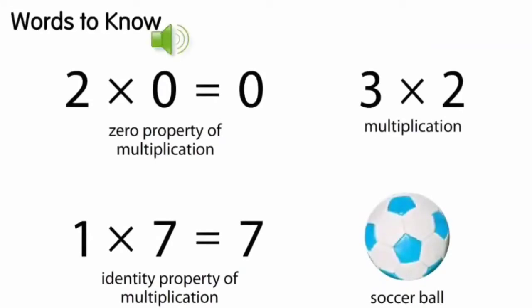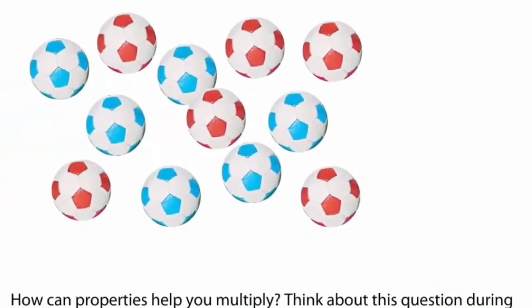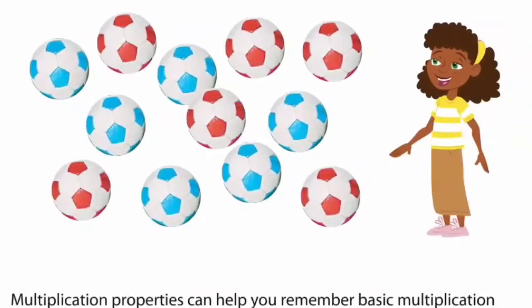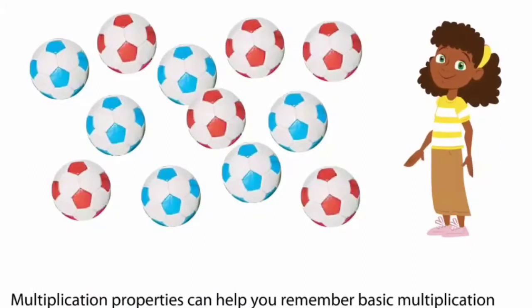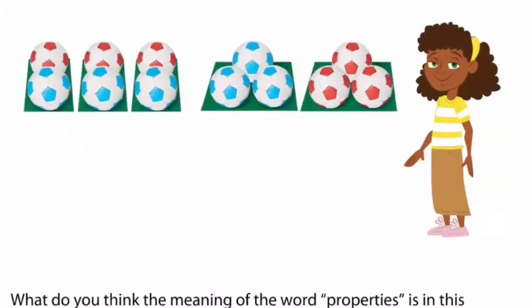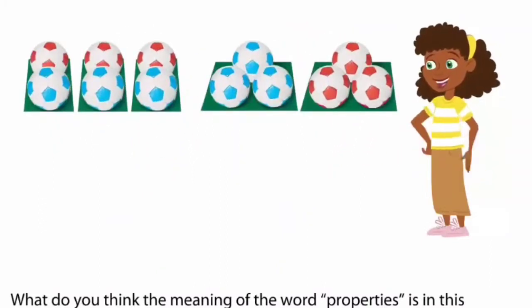Words to know. Zero property of multiplication. Multiplication. Identity property of multiplication. Soccer ball. How can properties help you multiply? Think about this question during the lesson. Multiplication properties can help you remember basic multiplication facts. What do you think the meaning of the word properties is in this statement? Properties are rules used to do math.